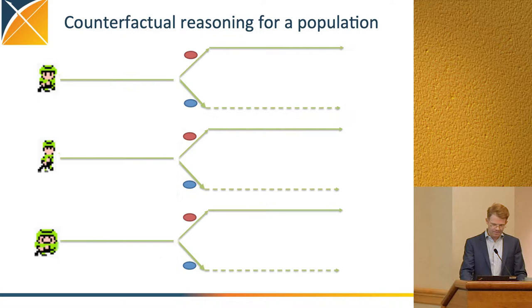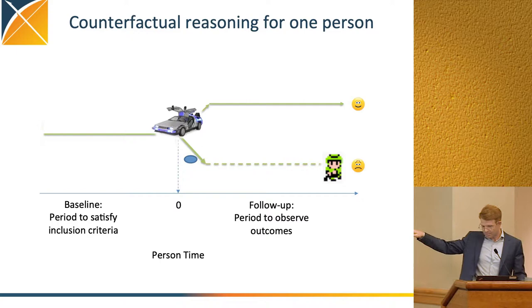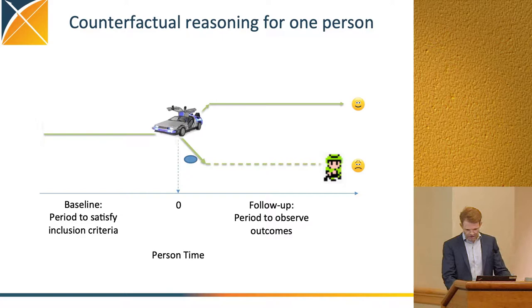You can similarly think of this in a group of people. It doesn't have to be just one person at a time. I should have explained, unless it's not clear, that the horizontal line represents time, and time is progressing as you move left to right across this. And determining causality in a single person is not possible because, you know, we don't have the time machine.